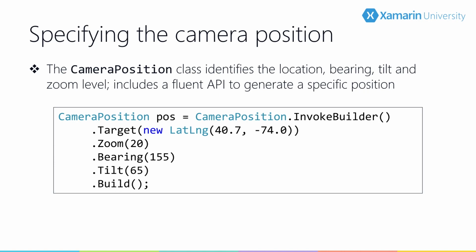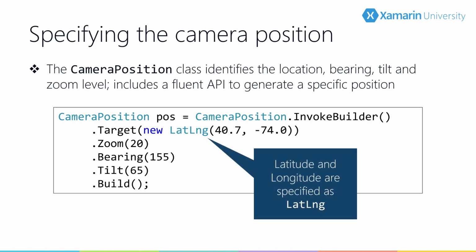First, if you want to control all the aspects of the position, you can use the invoke builder static method. This returns a builder object, which has a fluent API where you call successive methods, each returning the same builder object to control the various aspects of the camera position. You can set the lat-long position of the camera through the target method. Coordinates are always represented as lat-long objects, with the coordinates specified as double values.